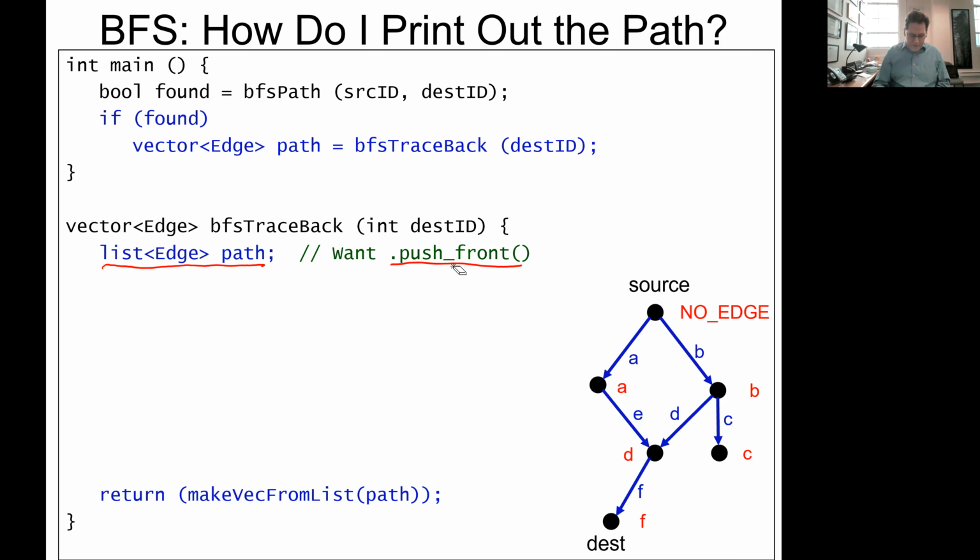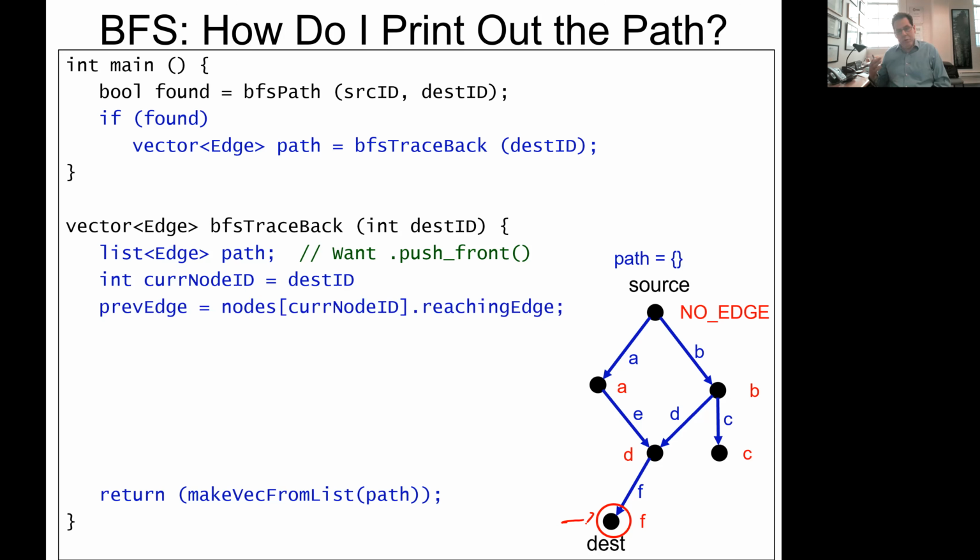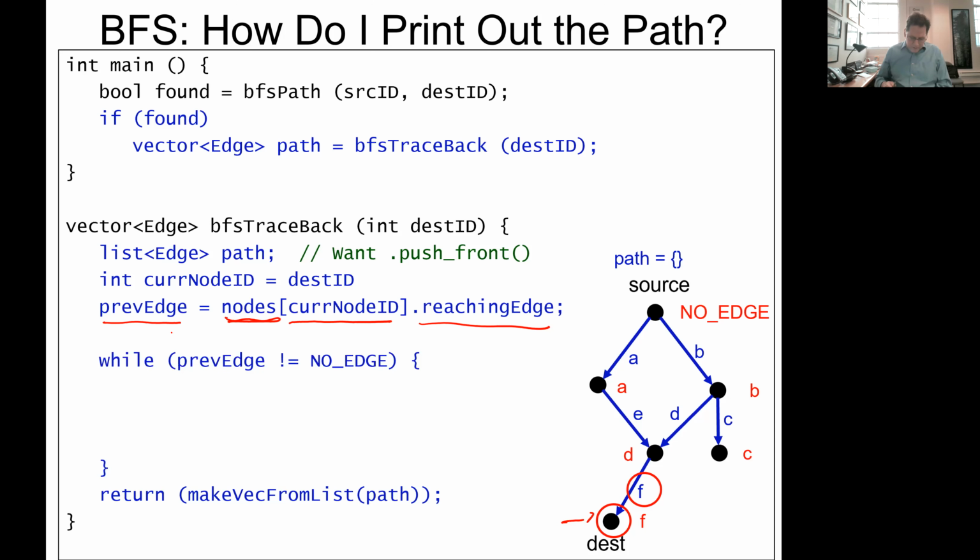Okay, so what am I going to do inside this code? Well, my path's empty. I'm going to say that my current node ID is equal to destination ID. So I'm going to start here, down at the bottom. And I actually now know one edge in my path, because for this node, current node ID, I can just look up in this node's data structure, one element for every single intersection, what was the reaching edge. And I'll call that prevEdge. In this case, that prevEdge would be edge F.